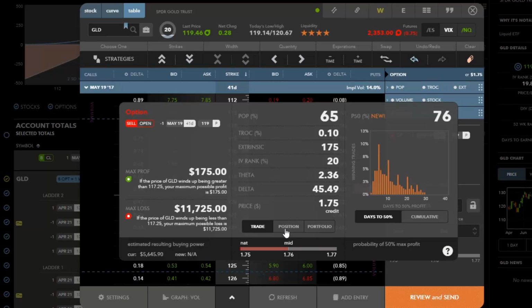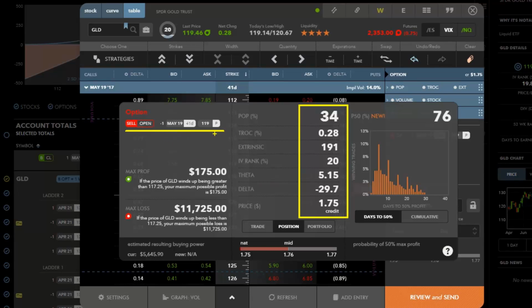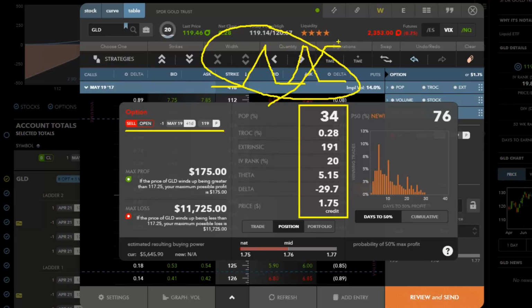And so if you click on the position tab here, what this now does is it does all the same calculations, but it doesn't just take this one single short option into consideration. It takes all of my iron flies that you saw on that previous graph. It takes all of this in combination with that new short put that, let's say I'm putting it over here at the money in May.